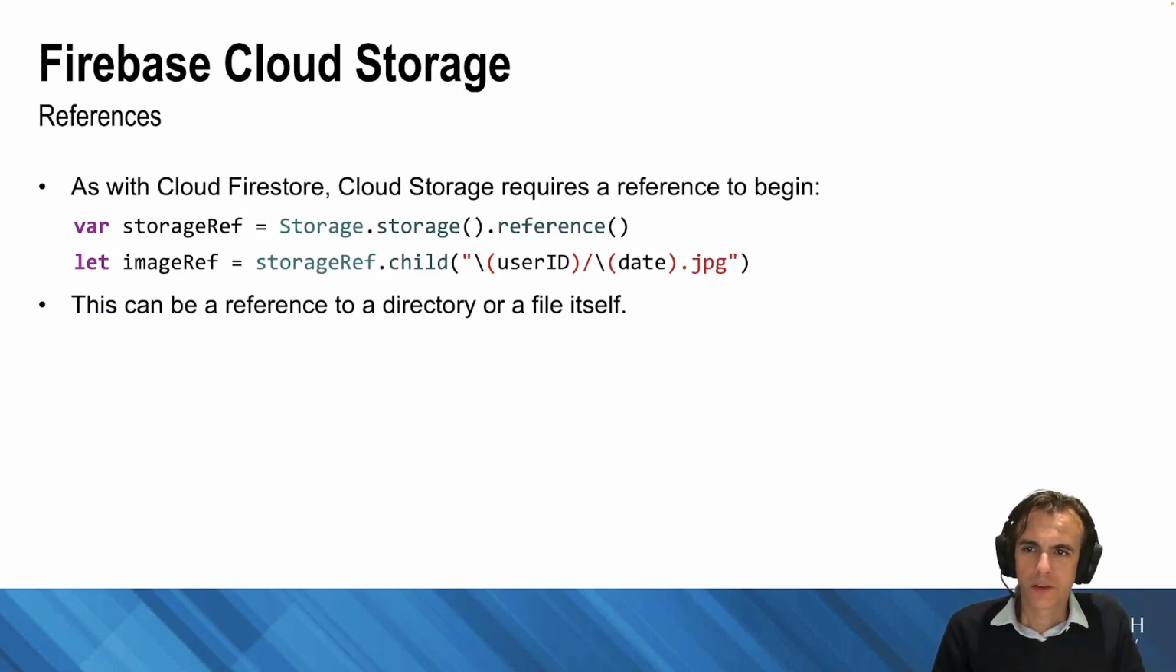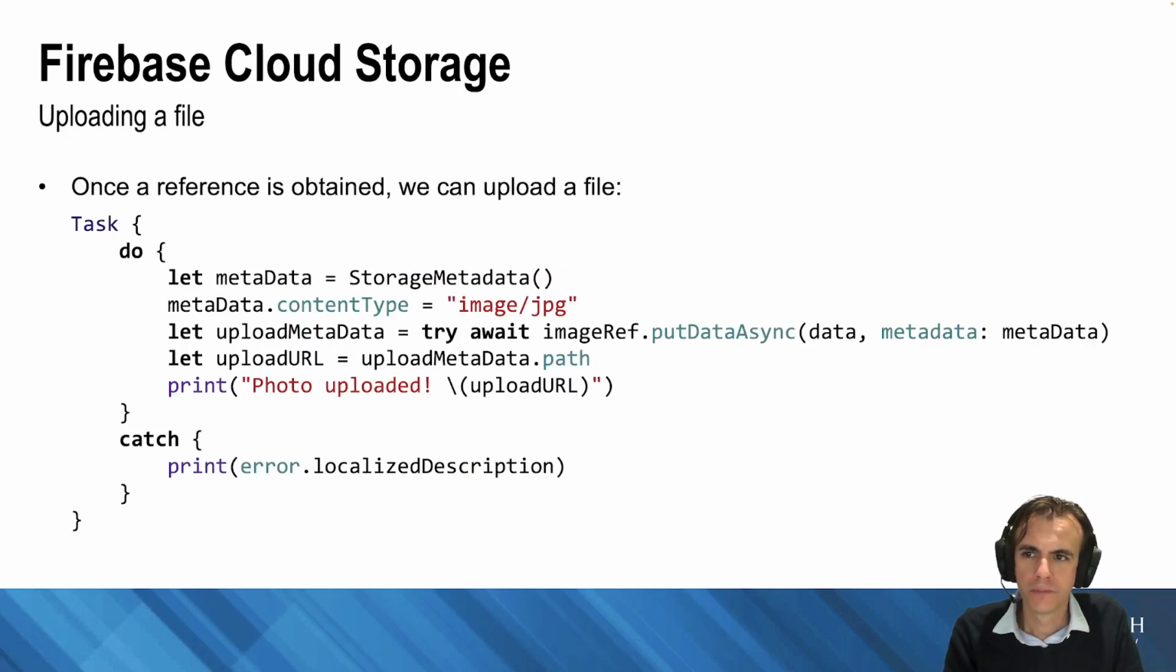So how do we get started using cloud storage? First off, we need a reference, like many things in Firebase. We do that by calling the class variable called storage, and we get a reference. From this reference, we can get a child of this, like a file name here. So a reference can be either a directory or a file itself.